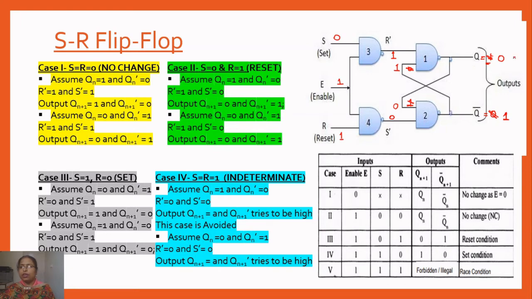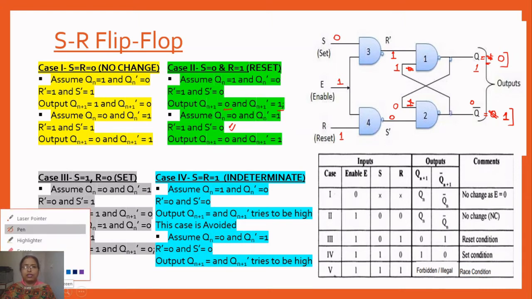Now it is okay. As you can see, when S is 0, R is 1, and if the previous output was 1, 0, now at present, what will be my output? My output will be 0 and 1. As you can see, output will be 0 and 1. Now let us see another case, assuming that the previous output is 0 and 1.